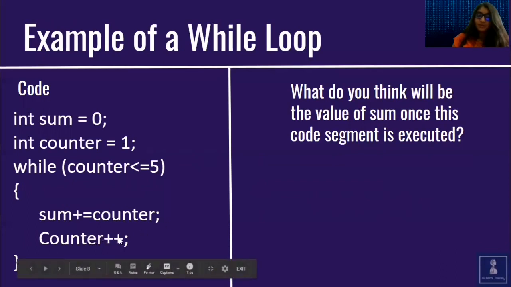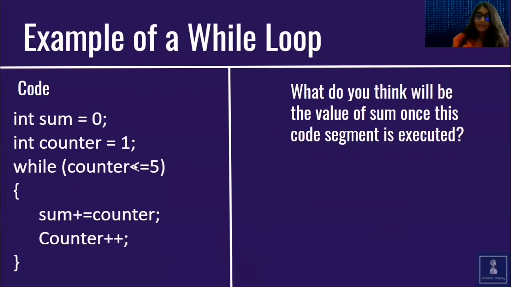So now counter is equal to 2. Is 2 less than or equal to 5? Yes, it is. The sum equals sum plus counter. So basically, 1 plus 2, 3. Then we increase the value of counter by 1. Now counter is 2. So you go back up and you keep continuing this until counter is equal to 5.